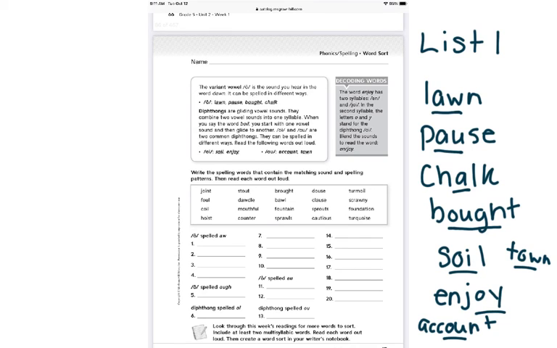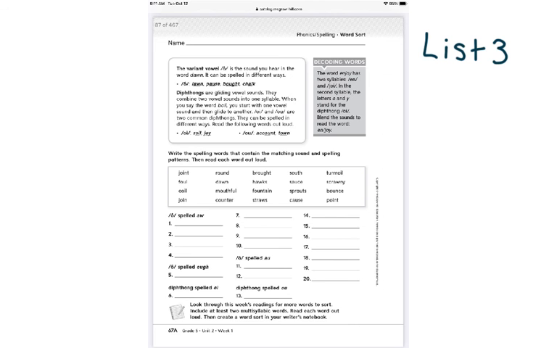As you can see on list 1, we have the variant vowel spelled A-W. We have the variant vowel spelled O-U-G-H. We have a diphthong spelled O-I. Variant vowel spelled A-U. Diphthong spelled O-U. On list 3, it's very similar, but there are a couple differences. We have the variant vowel spelled A-W, variant vowel spelled O-U-G-H, diphthong spelled O-I, variant vowel spelled A-U, and diphthong spelled O-U.